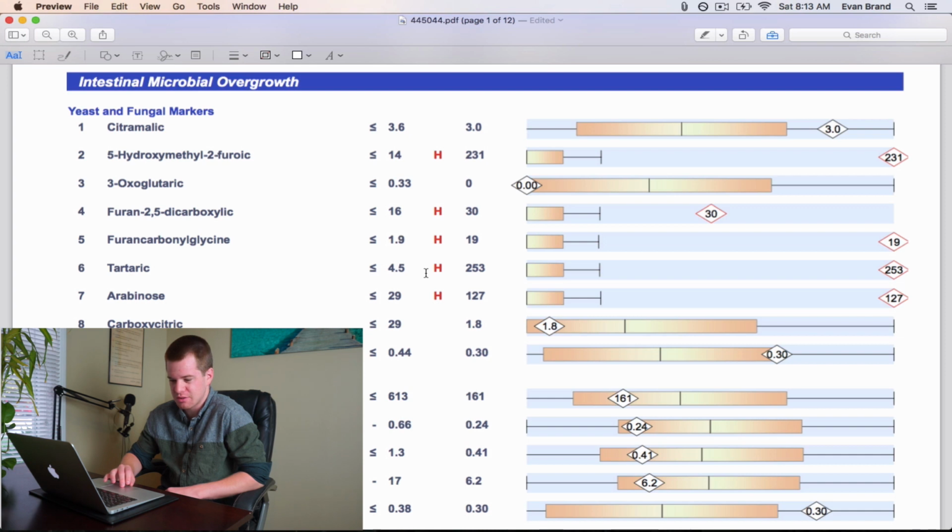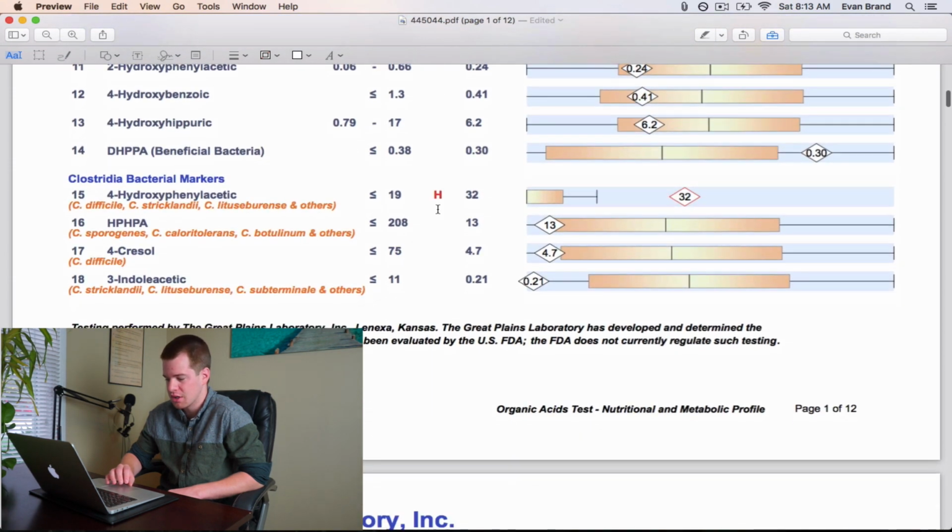Then we look down at number 6, number 7, tartaric, arabinose. These are 2 different organic acids that are tied in with candida. Anything above 29, we're at 127. Anything above 4.5, we're at 253. So just in the first 12 seconds of me looking at this organic acids, I can already see that this female has an insane amount of fungus overgrowing in the gut and also candida problems. So let's keep scrolling down. I'm going to show you how this actually affects you.